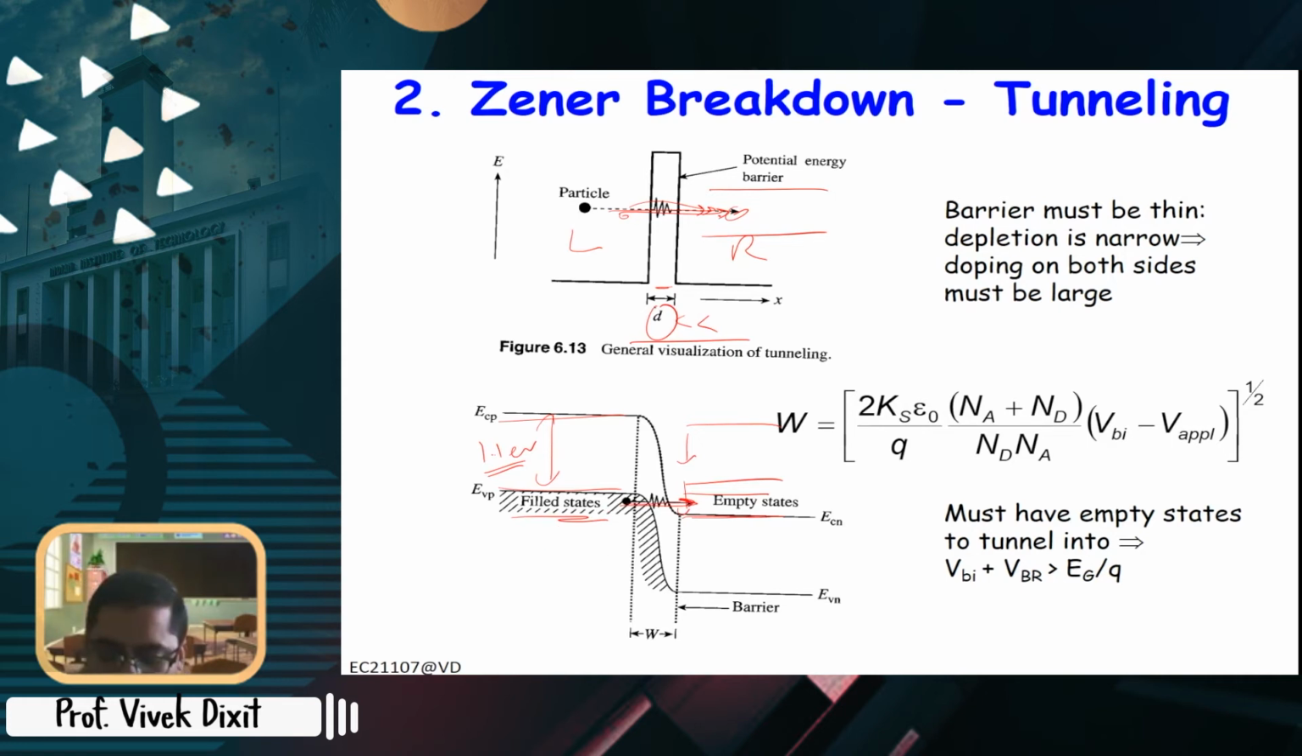So two things are required. Narrow barrier means high doping, right? High doping. And then a state should be there. It means it should be a few volts, right? So that the carrier can tunnel through.